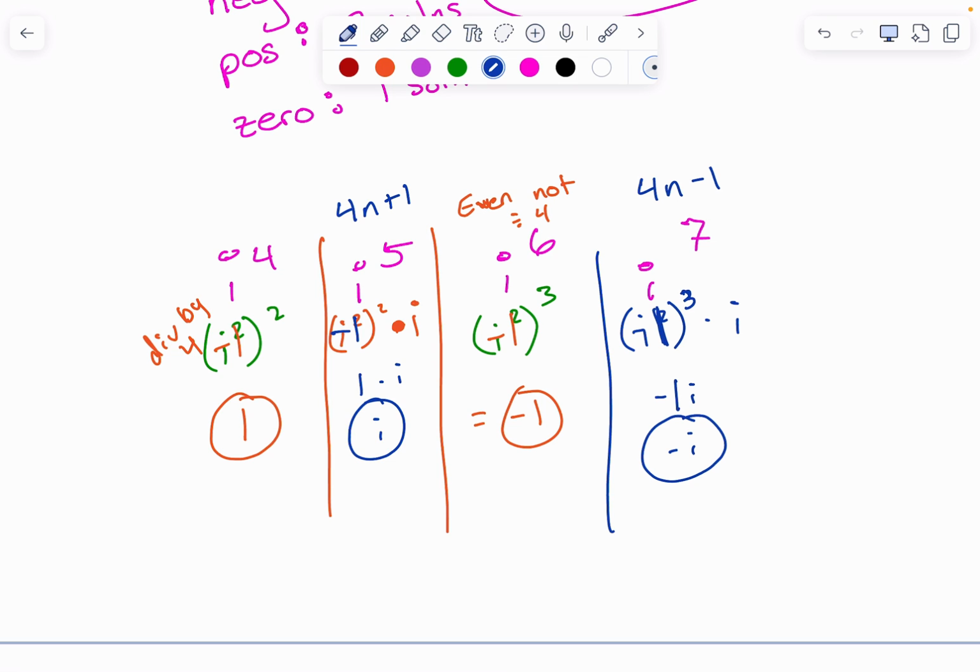Okay, that's the cheats. i squared is negative 1 if you want to put that on there.